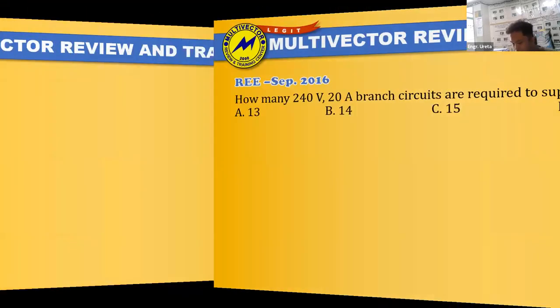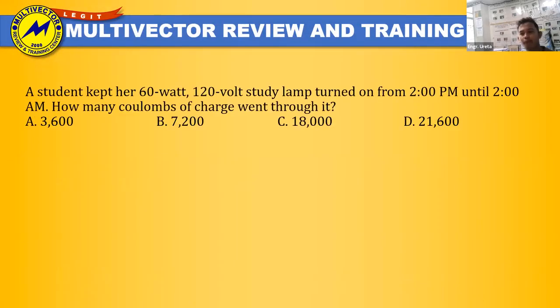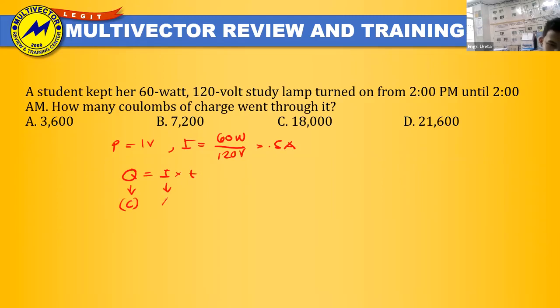Problem 58. A student kept her 60 watt, 120 volt study lamp turned on from 2 p.m. to 2 a.m. How many coulombs of charge went through it? To find the charge, first find the current. Given that power is current multiplied by voltage, our current is power, 60 watts, over voltage, 120 volts, which is 0.5 ampere. By definition, charge is current times time, with charge in coulombs, current in amperes, and time in seconds.